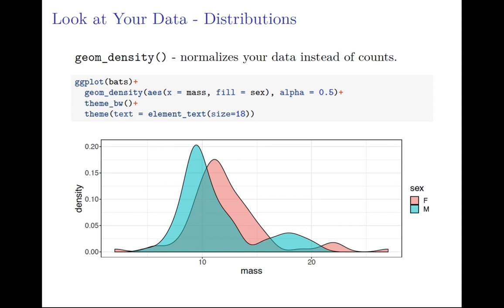You can also use geom_density, and instead of using counts, this normalizes your data. So say you have one treatment that has a lot of counts and one treatment that has less, but you want to be able to compare them more easily, you may want to use a density plot because it normalizes. And so this is how you would do this, having multiple colors. Here I've used the fill for this as the sex, and then changed the alpha to 0.05 or 0.5, and that allows it to be transparent.